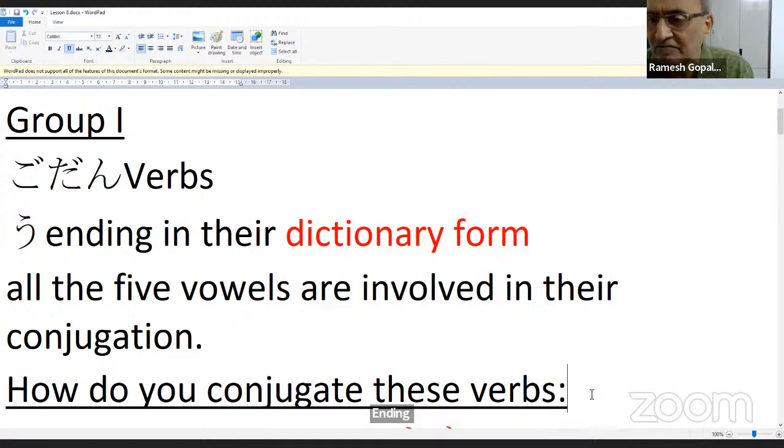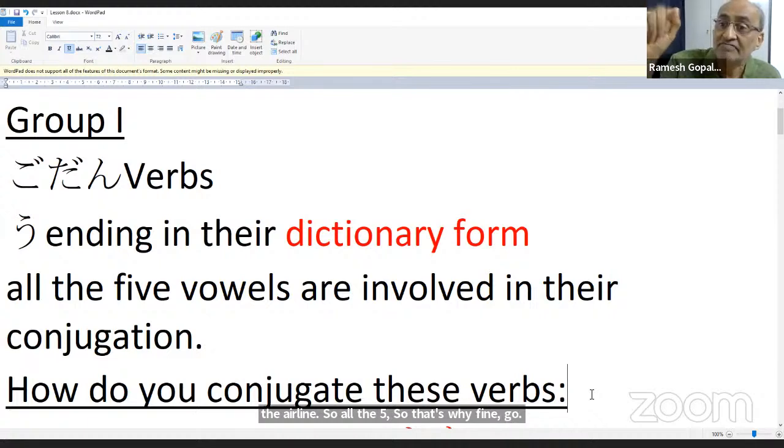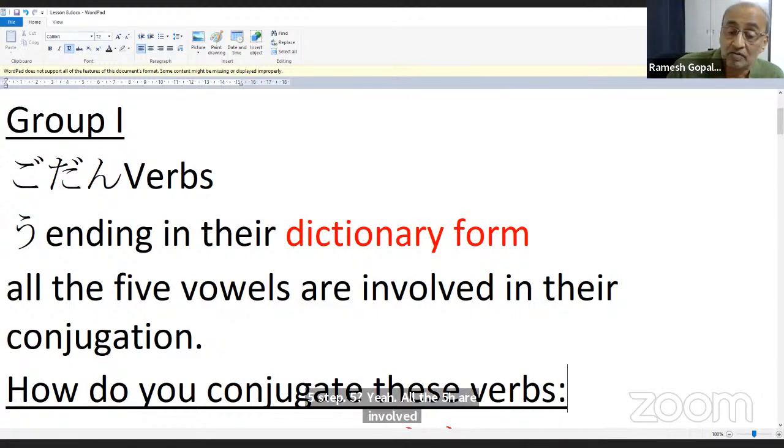Dictionary form. Now suppose I have to turn it to the mass form. I have to drop and shift from U to the E line. If I have to change to the negative form, I have to move to the A line. So all the 5 vowel lines are involved. That's why go means 5, dan means step. All the 5 vowels are involved. That's why they call them Godan verbs.